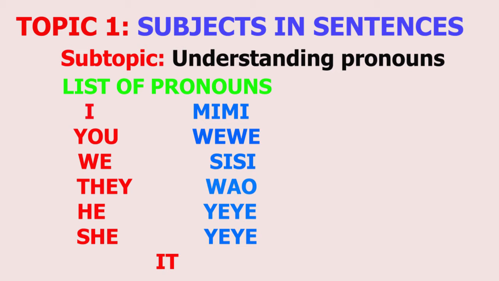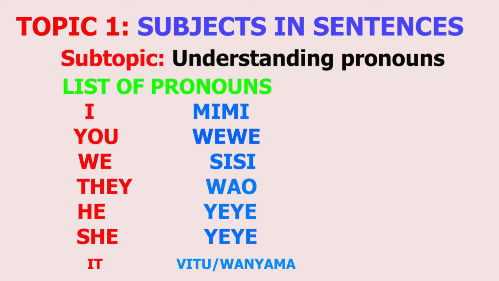Then we have the last pronoun, which is it. This pronoun is specifically for things. When we want to talk about various things, for example tables, chairs, trees, and so on, we specifically use it. And if we want to talk about animals, we also use it, to talk about vitu mbalimbali and animals.